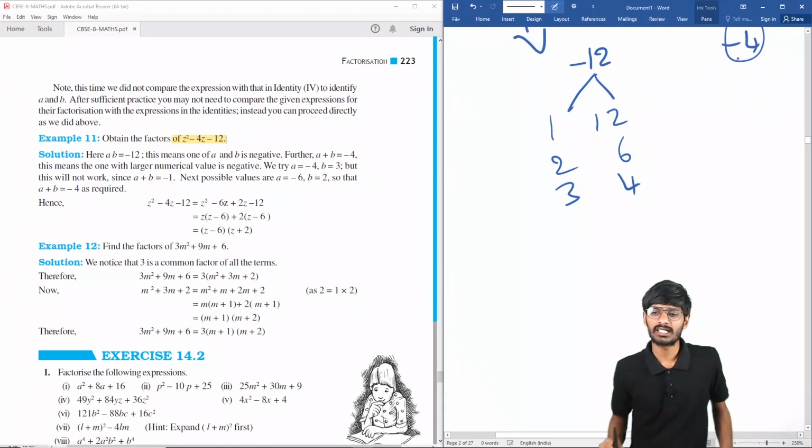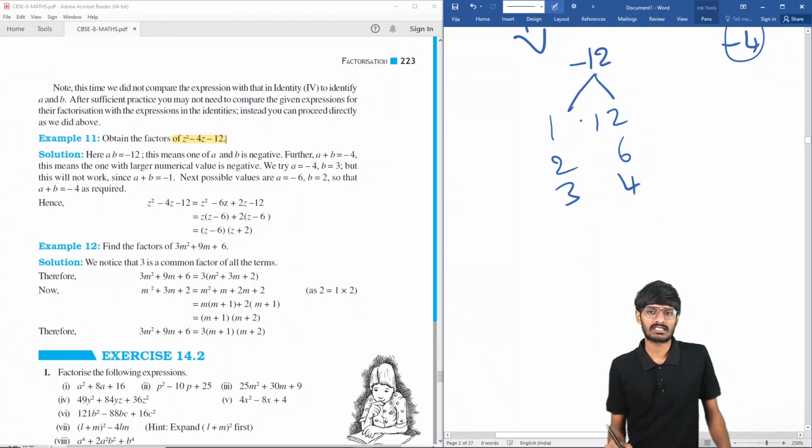So in which case will you get the minus 4? By adding or subtracting. If you add or subtract, 1 plus 12 is 13, 1 minus 12 is minus 11. No, not possible. 4 minus 3 or 4 plus 3 is 7, or the extreme is 1. Not possible. So these two things.